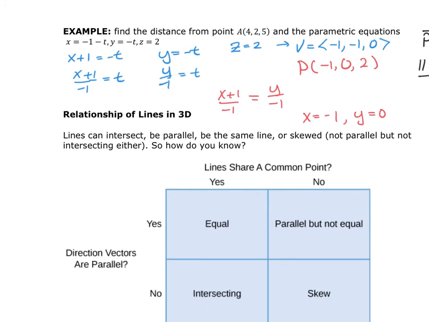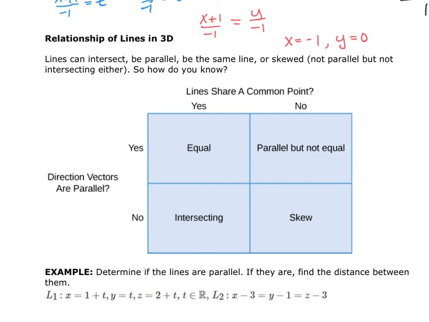Let's talk about two lines in 3 dimensions. If I have 2 lines in 3 dimensions, then they could be parallel. They could be the same line. They could be skewed, which means they're not parallel, but they're not intersecting either. They could be perpendicular. So we have a lot more options.